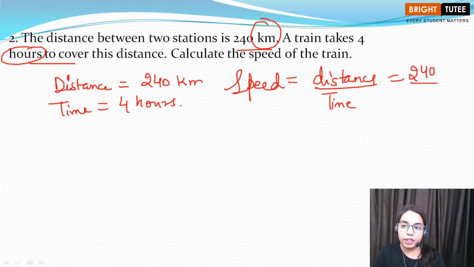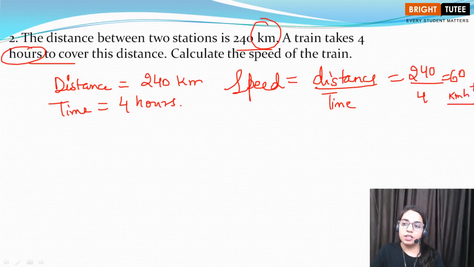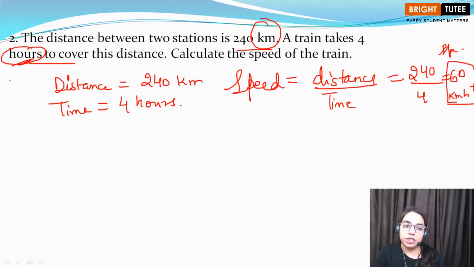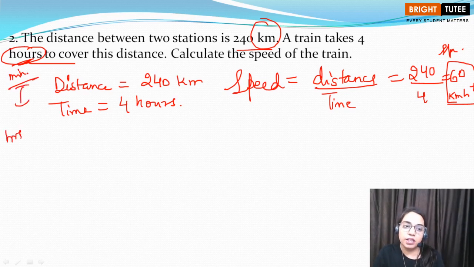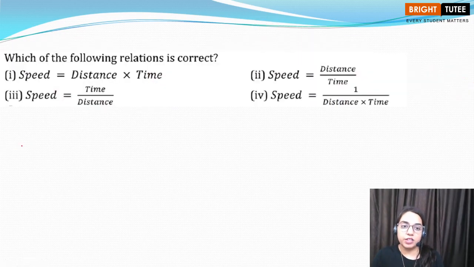So 240 divided by 4. The answer will be 60 kilometers per hour. This is the answer. It will be the speed of the train. But children, suppose this time is given in, say, minutes. So first you will have to convert this into hours and then you will have to find the speed. Okay, let's move to the next question.